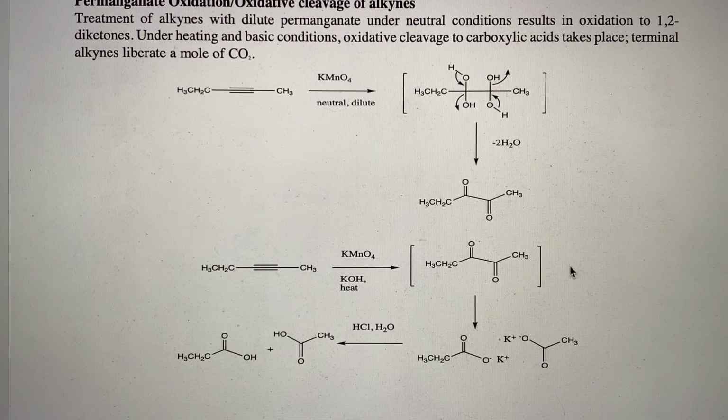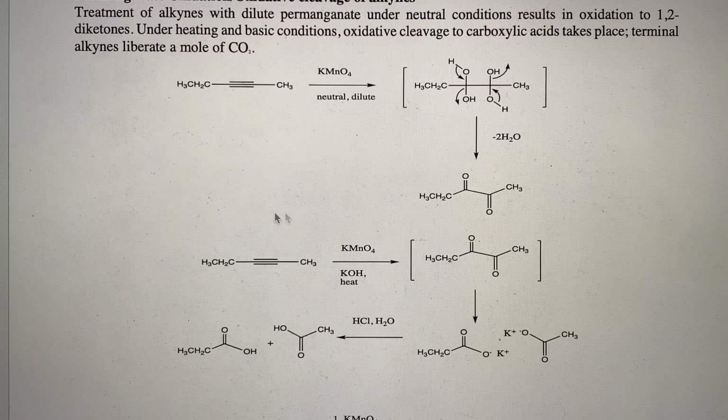Okay. So the overall reaction is going to be dilute, neutral KMnO4. We get a diketone. But if we heat it up, okay, it's going to break. You notice the difference here. One is neutral, dilute. The other one is KMnO4 with a strong base, potassium hydroxide, and heat. So it will break. When it breaks, it's going to form carboxylic acid.